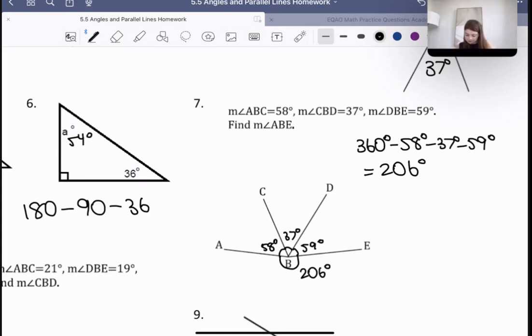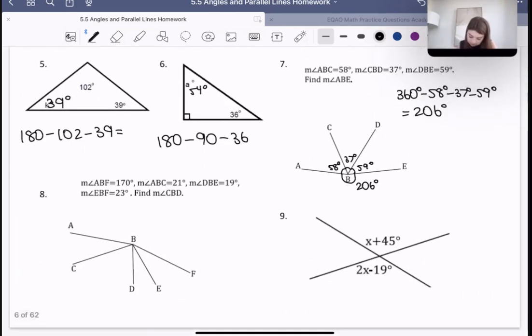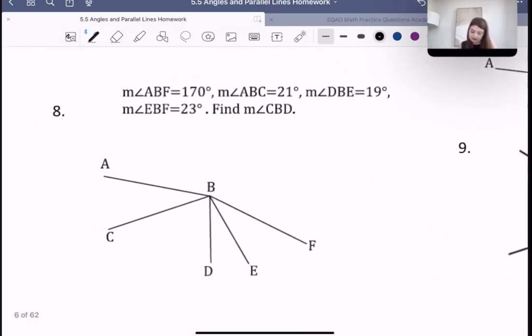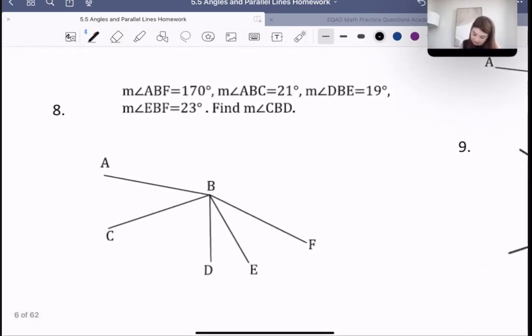Good. All right. Let's move to number 8. Number 8 says angle ABF is 170. So they're saying this whole thing is 170 degrees. They're saying ABC, this part, is 21 degrees. Then they're saying DBE is 19 degrees. Then they're saying EBF is 23 degrees. So what is CBD?